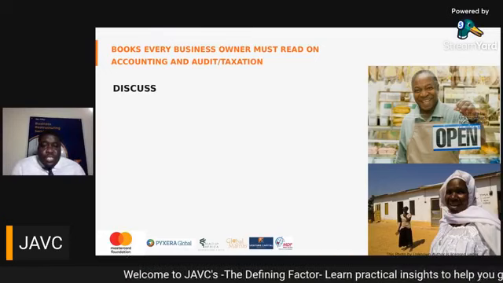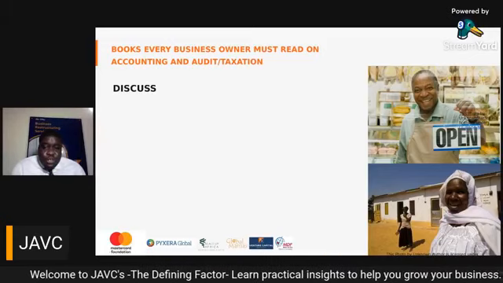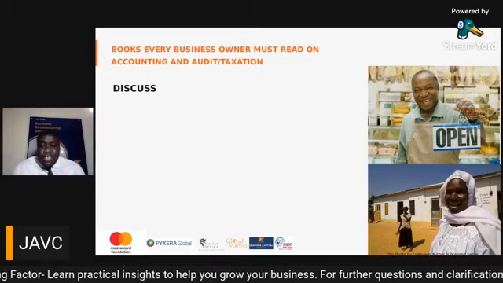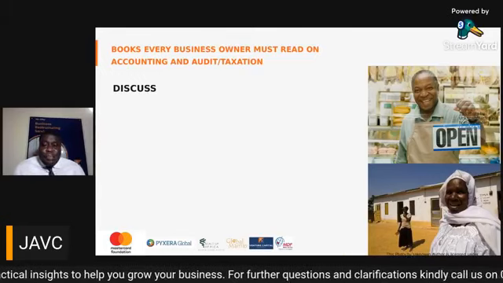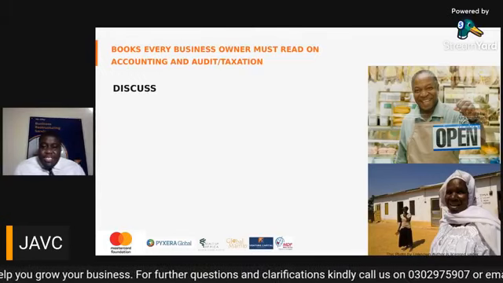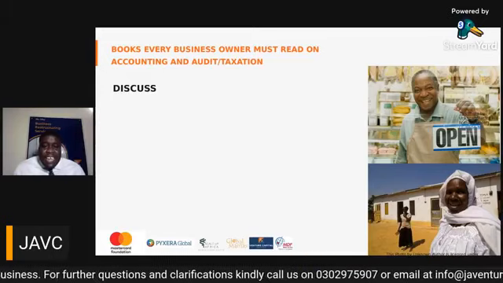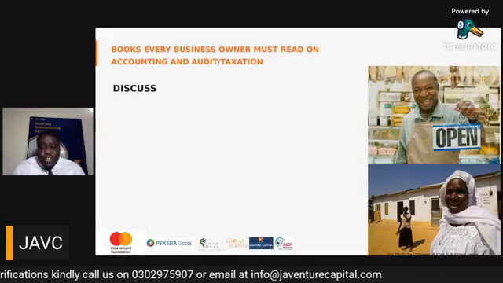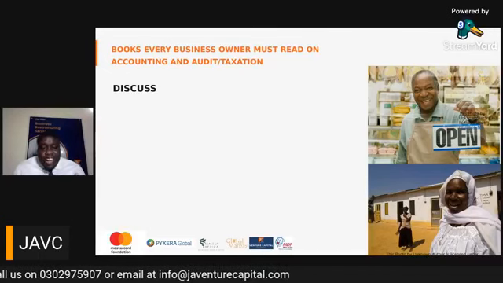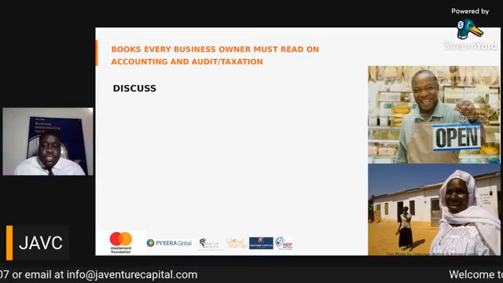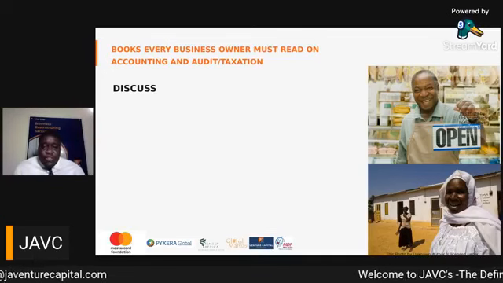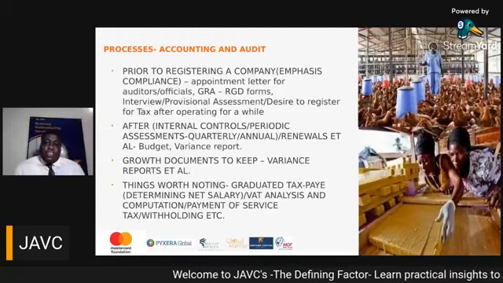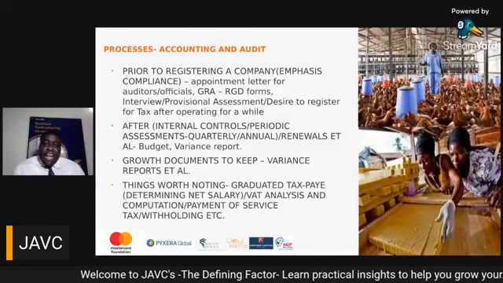Now, what we'll do is share those lists with you so that you can look for them and read them as a business owner, just to know basic taxes, basic accounts, and have a fair idea of what you are doing. So that when you employ an accountant, you know certain things. If the accountant is doing right or wrong, you should be able to tell because you've read some of these. We'll share all of them with you. Then the next one is processes, accounting and audit.